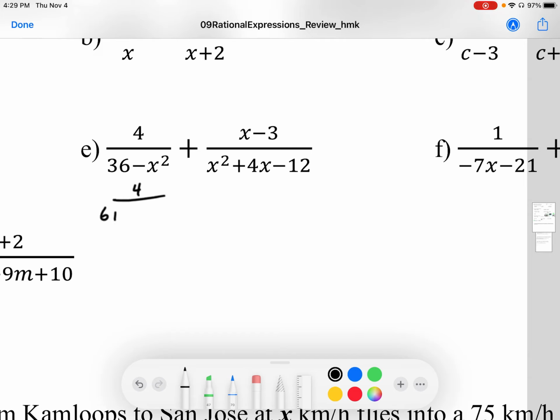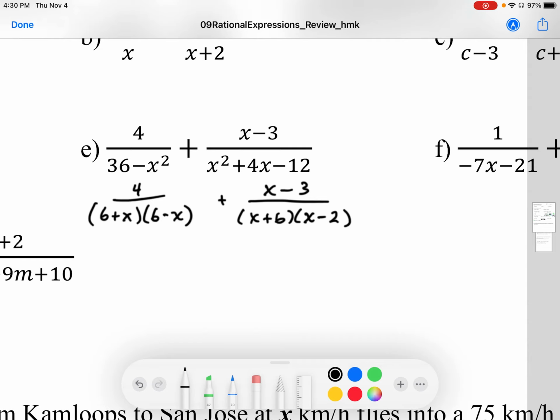So 6 plus x, since this is a difference of squares, I factor into 6 plus x, 6 minus x. This expression here, I'm going to factor into x plus 6, two numbers that multiply to 12 and have a difference of 4. It's going to be x plus 6, x minus 2.